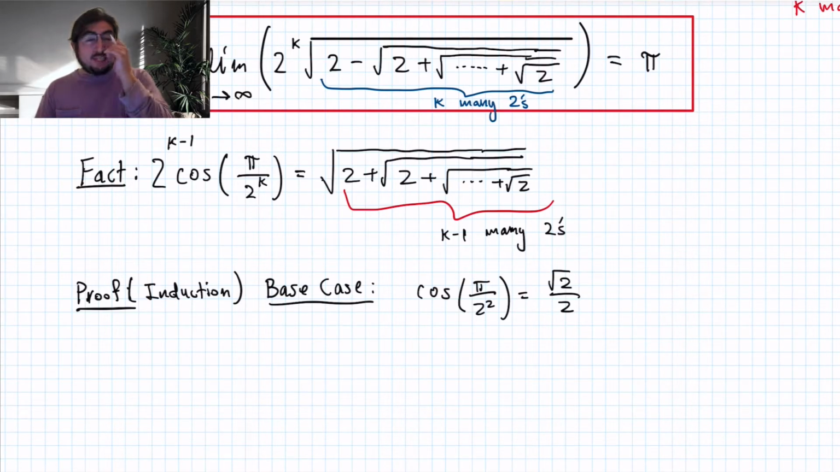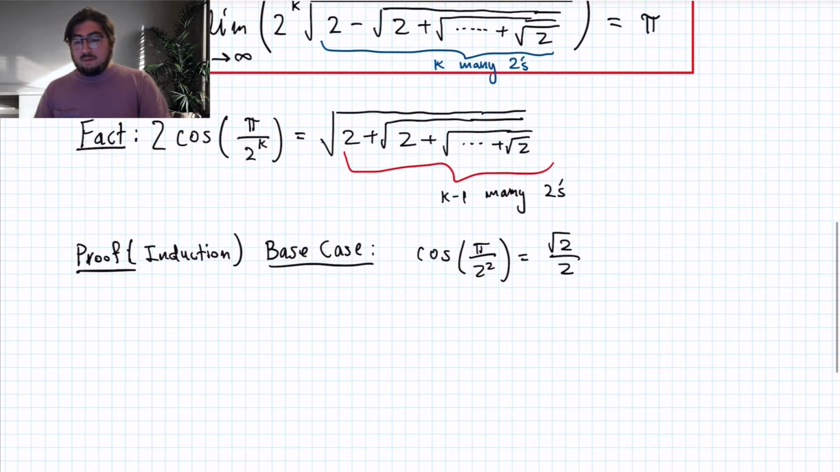But you need to have that connection of nested radicals with cosine like we have here. And the way to show it would be with induction. So we at least have a base case, which is nice. And notice multiplying by 2 gives you that. But again, an equivalent form would be cosine of pi over 2 to the k is that nested radical divided by 2 to the k minus 1. So 2 to the as many 2's as you have inside the radical. But it's all positive here, notice. Okay. So that's the base case.